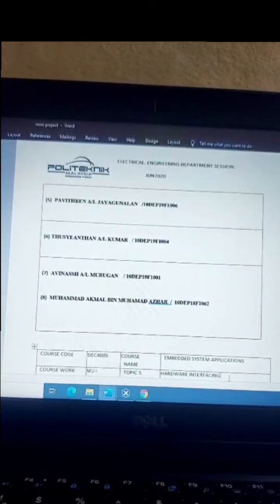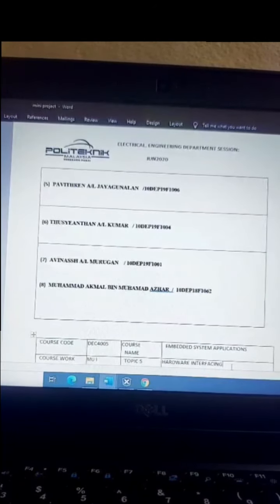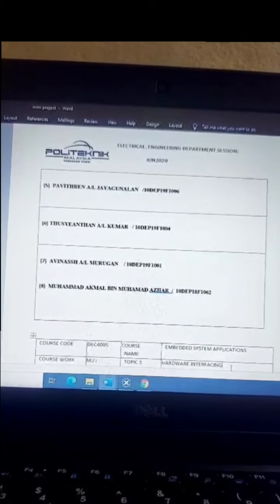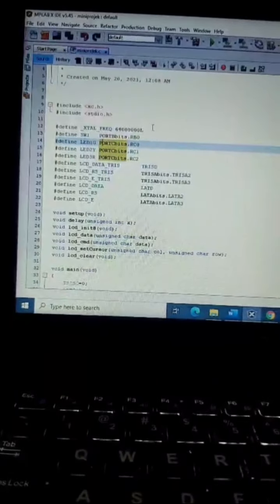So moving to my part of the presentation, I'm going to present the coding of my group's mini project. This is the coding of my group's mini project, and I'm going to explain it.